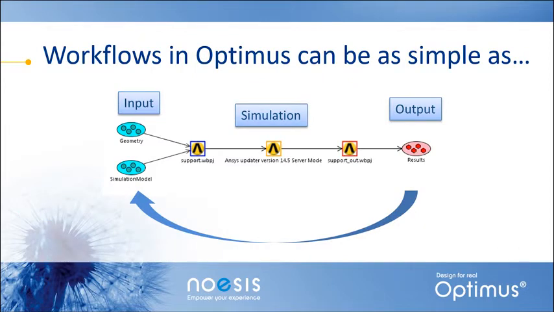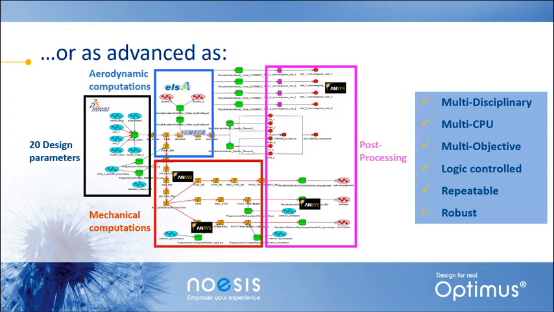The workflow inside of Optimus can be as simple as what you see on your screen here, where you define inputs that feed a simulation, and then you extract the outputs afterwards. Or they can be much more advanced, as some of our aerospace and automotive customers typically develop. Here you can see the interaction of a CAD model with a CFD model, an FEA model, and then post-processing on the far right. In addition to this, these of course can be captured as a sub-element inside of an even larger workflow.